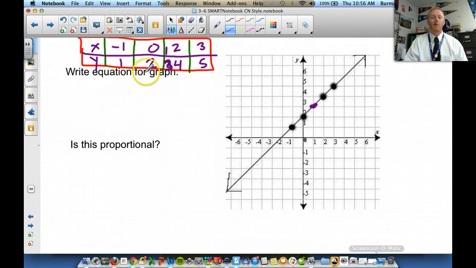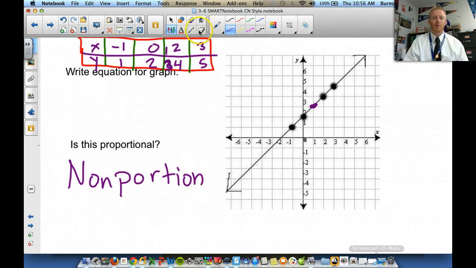So are we going up by a constant rate every time? The answer would be yes. Do we go through (0, 0)? The answer is no. So this is not proportional. It is a non-proportional relationship because it does not go through (0, 0).